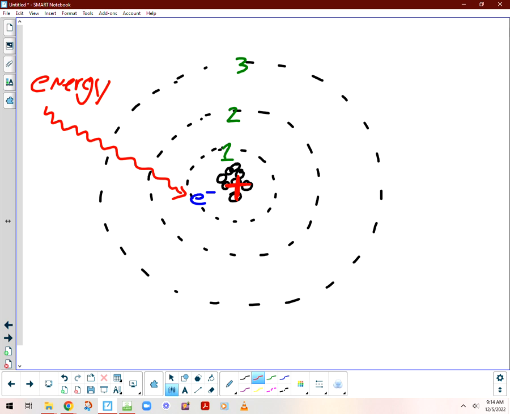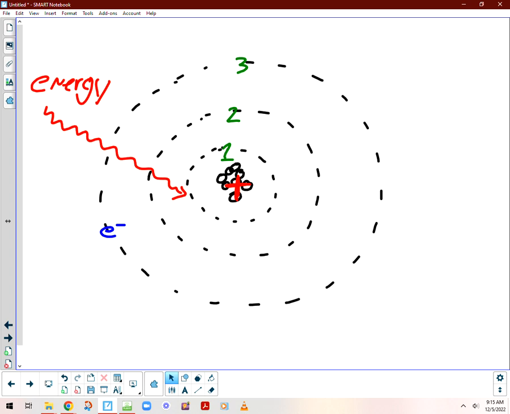Now, when one of these electrons gets energy, it's just like a little kid at a birthday party, full of Kool-Aid. It's going to get all jazzed up on energy, and it's going to jump up to a higher energy level. And it might jump up a little bit, it might jump up a lot, depending on how much energy it's soaked up.